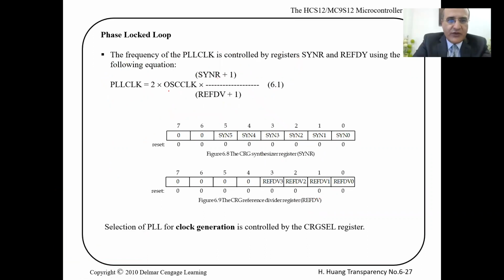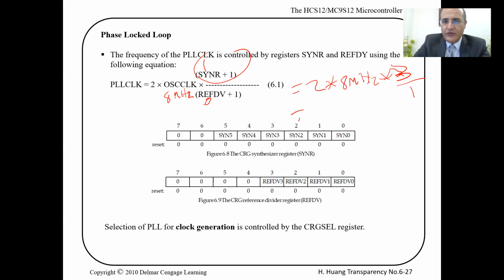In our case, we have an 8 megahertz clock, right? If I substitute a 0 here and a 1 here, 1 plus 1 is 3, right? So you're doing 2 times 8 megahertz times 3 over 0 plus 1, which is 1, right?